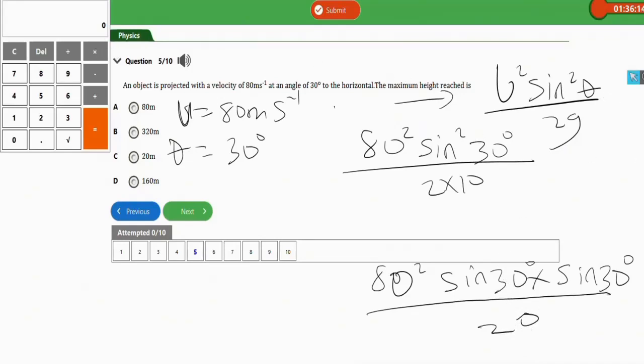So let's simplify this. This will give us 80 square, which is 80 times 80, times 0.5, sine 30, times 0.5. So what's the output? Divide this by 20. So we have the maximum height to be 80 meters. It's as simple as this. Let's wipe this now and solve the next repeated question.